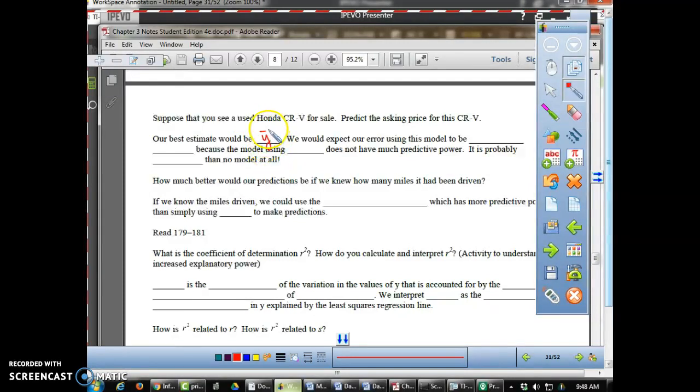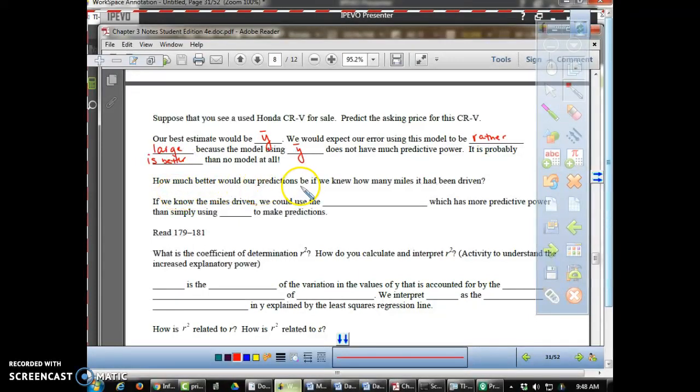and R-square essentially tells you how much better your predictive model using a linear relationship is working versus just using the average y, which would be the average advertised price. So we would expect our error using this model to be rather large, because the model using y-bar does not have much predictive power. It probably is better, though, than no model at all.